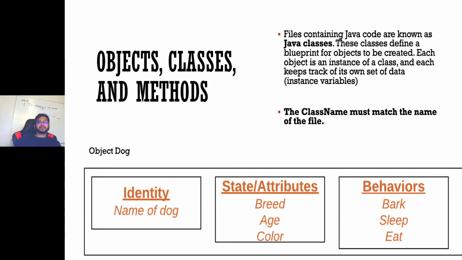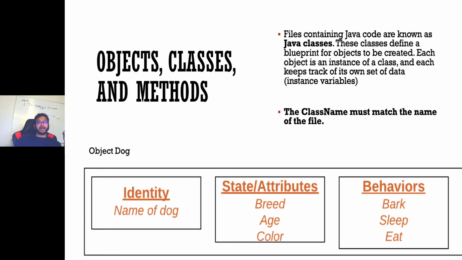So a class is somewhat of a blueprint for the objects that are being created. Each object is an instance of a class, and each instance keeps track of its own data. We'll talk a little bit more about this in the next slide. But before we do that, let's look at the example here. We have an object called a dog, where you have to save the name of the dog, its breed, age, and color as different attributes, and then you have the behaviors, which would be bark, eat, and sleep.